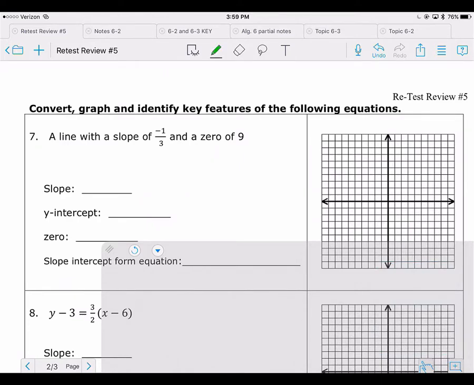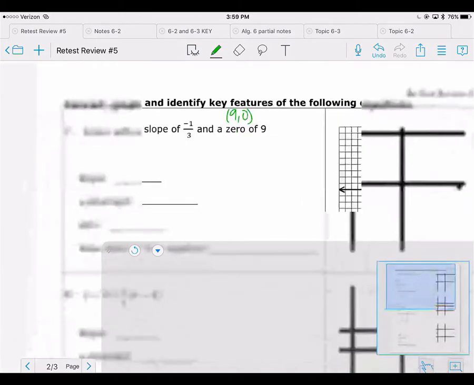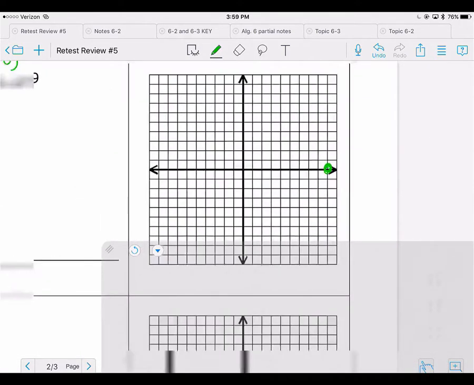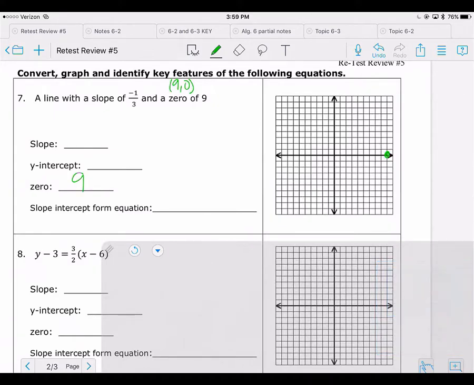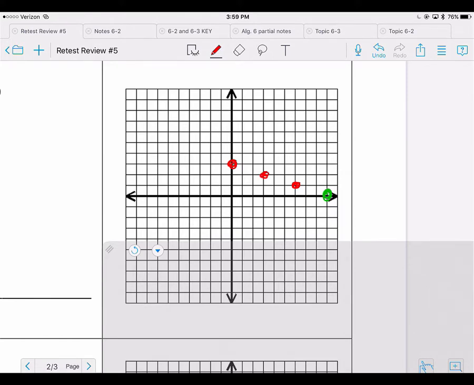Problem 7 asks for a line with a slope of negative 1/3 and a zero of 9, so that's the point (9, 0). So we can start at (9, 0) over here, and we have identified our zero is 9. Our slope is negative 1/3, so down 1, right 3. If we can't go down and to the right, we could also go up 1, left 3, so the complete opposite. So up 1, left 3, and so on, and draw our line.